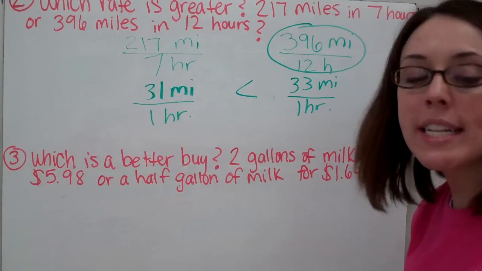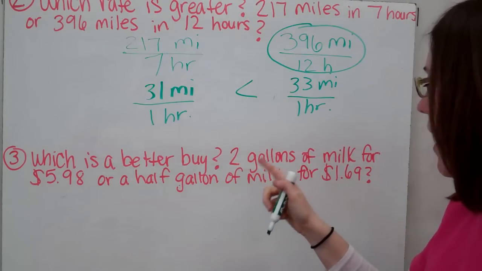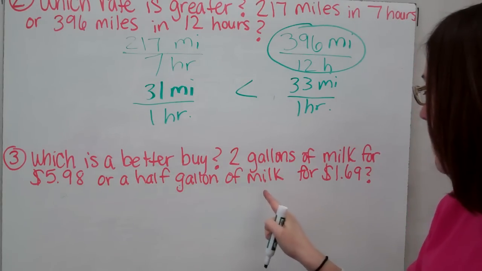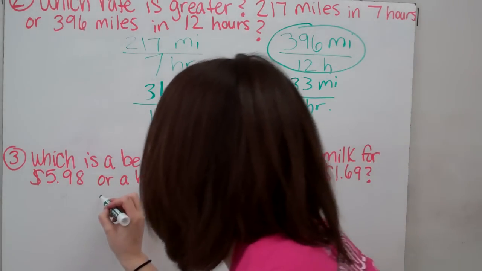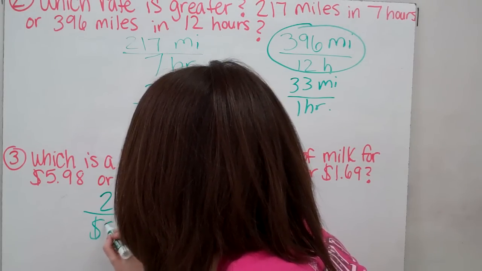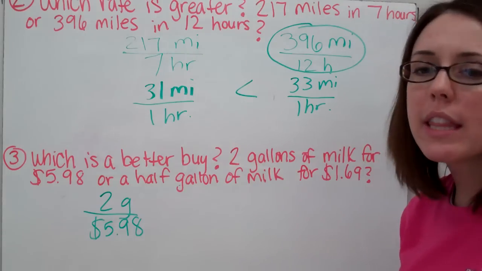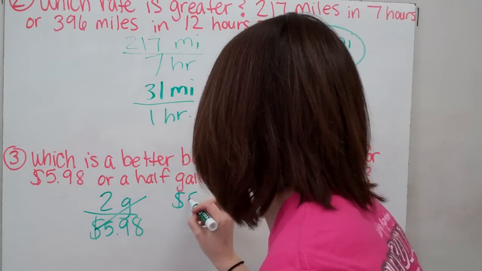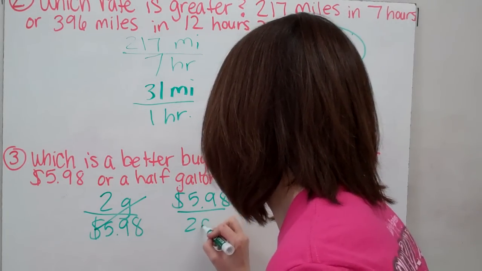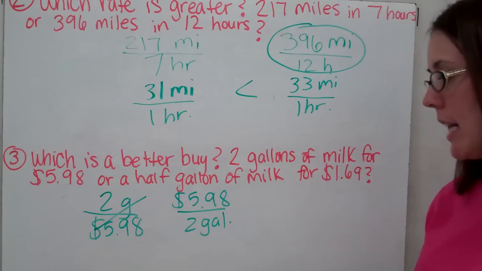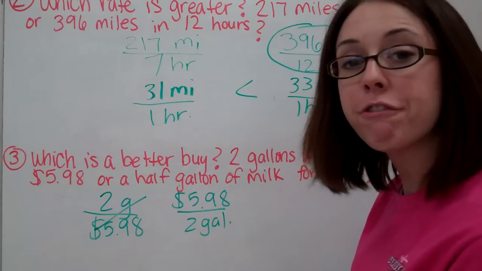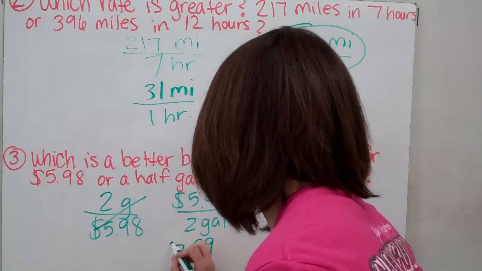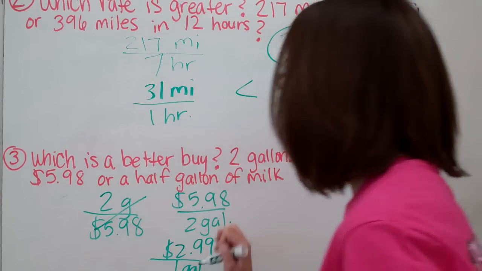Number 3, which is a better buy? Which of these is a better buy? 2 gallons of milk for $5.98 or a half a gallon of milk for $1.69. Let's look. 2 gallons for $5.98. When doing these, I actually prefer to write money on top. I think it's easier to understand. So let's write that as $5.98 for 2 gallons. It doesn't matter which way you do it, I just think this is easier. So divide your numerator, $5.98, divided by 2 gallons. You get $2.99 for 1 gallon. That's our first unit rate.